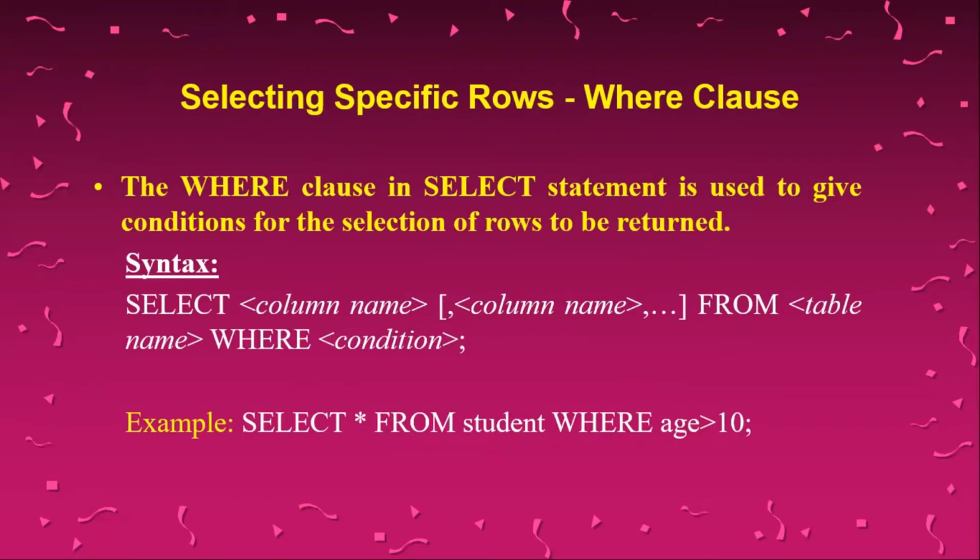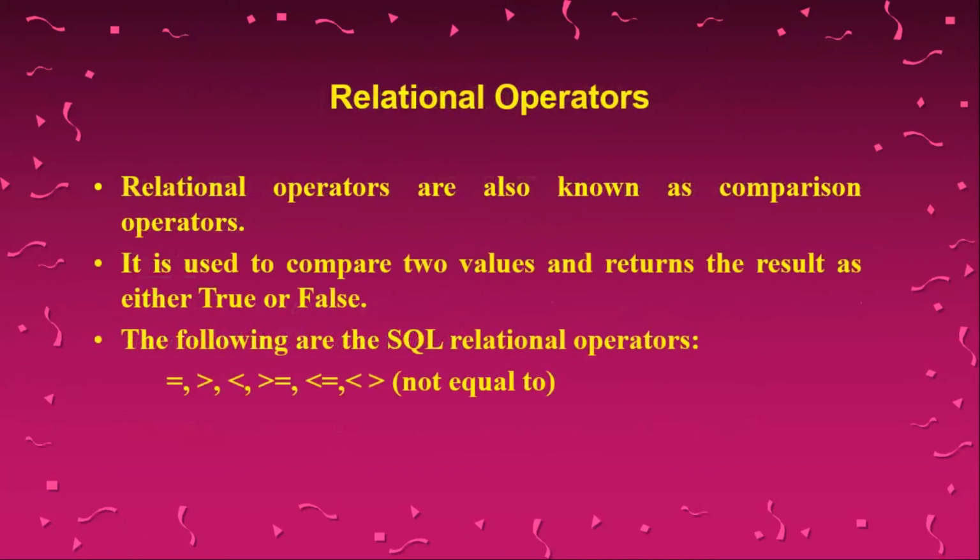So what are relational operators? The other name for relational operators is comparison operators. In the name itself, it is used to compare values. Based on the comparison, it will return the result as either true or false. The following are the SQL relational operators: equal, greater than, less than, greater than or equal to, less than or equal to, and not equal to. Here, greater than or equal to means either condition could be satisfied. Similarly for less than or equal to.